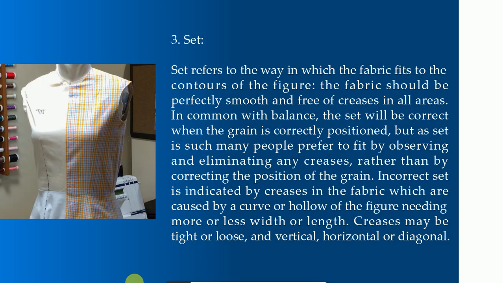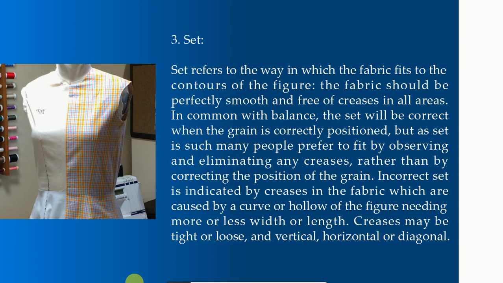Three, set. Set refers to the way in which the fabric fits to the contours of the figure. The fabric should be perfectly smooth and free of creases in all areas. In common with balance, the set will be correct when the grain is correctly positioned, but as set is easier to judge visually, many people prefer to fit by observing and eliminating any creases, rather than by correcting the position of the grain.